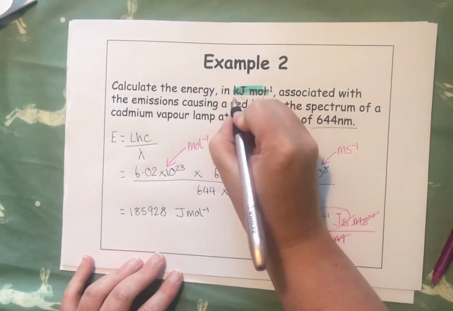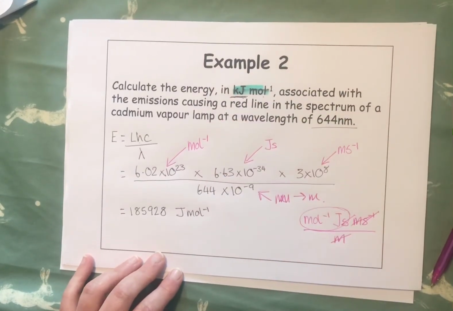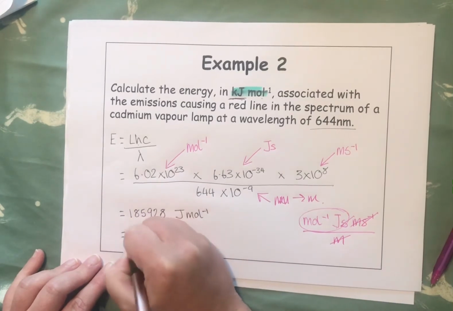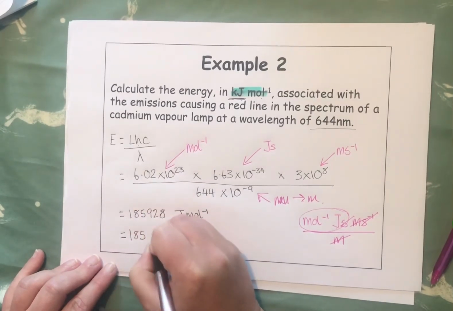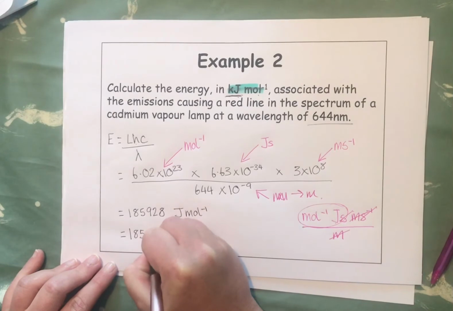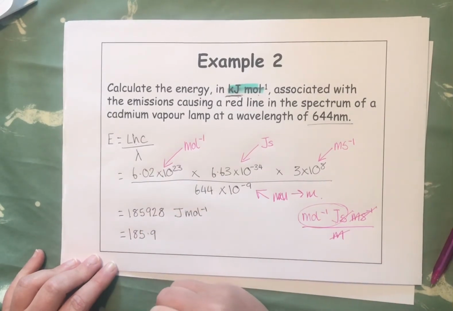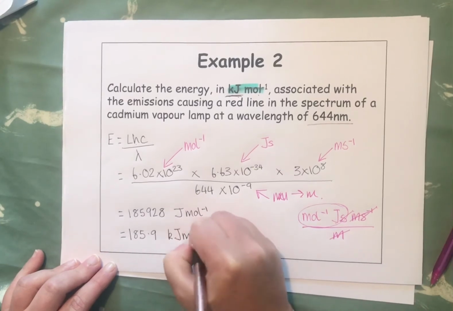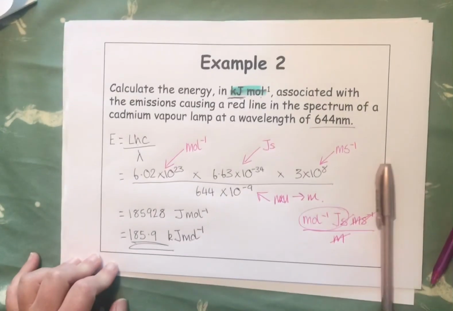The question is asking me to give my unit in kilojoules per mole, so I need to divide this by 1,000 to give me 185.9. I can do 185.9 or just leave it as 186. Either way is fine. Kilojoules per mole. And that is my final answer.